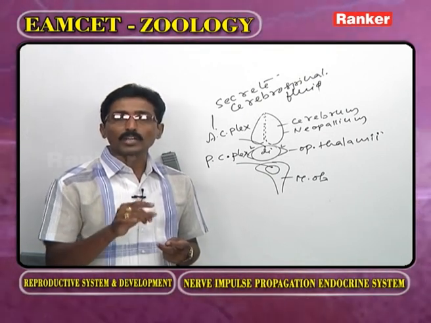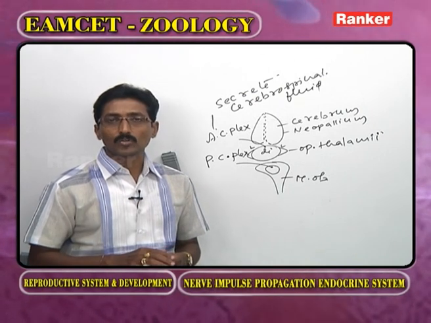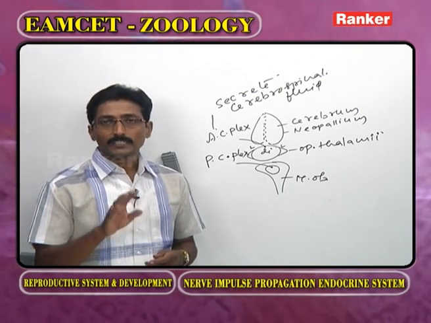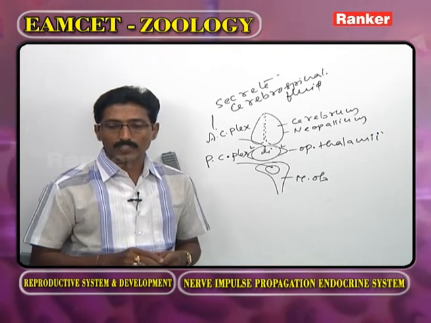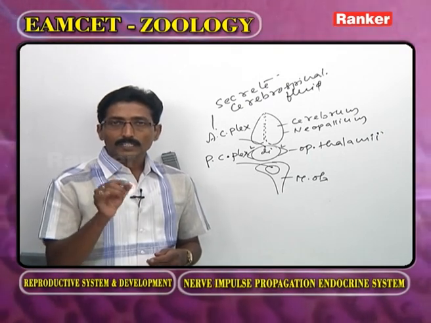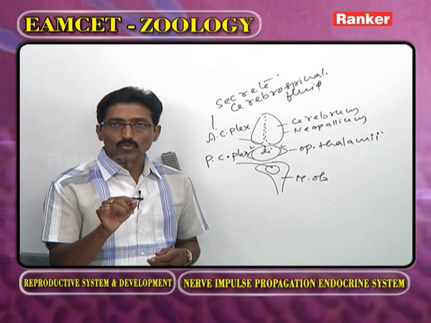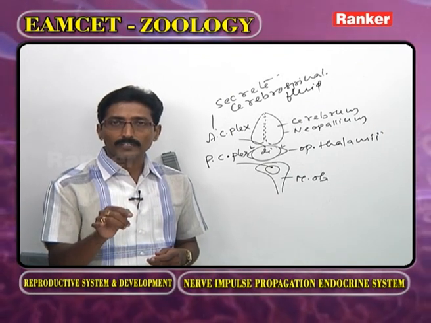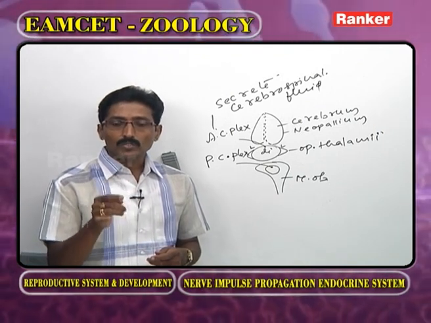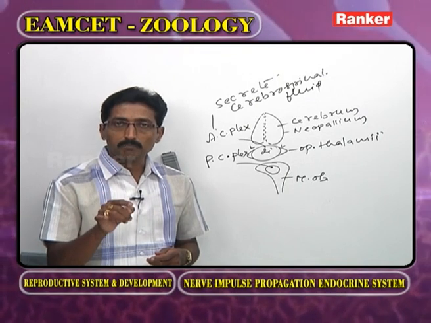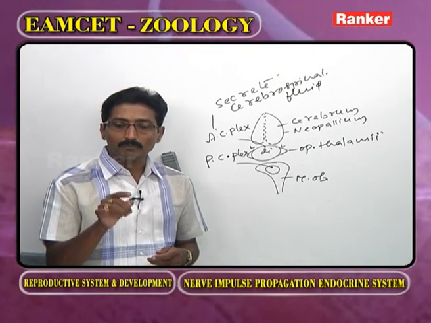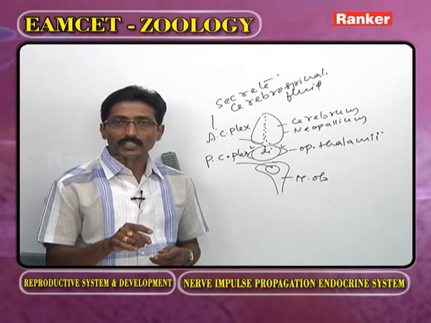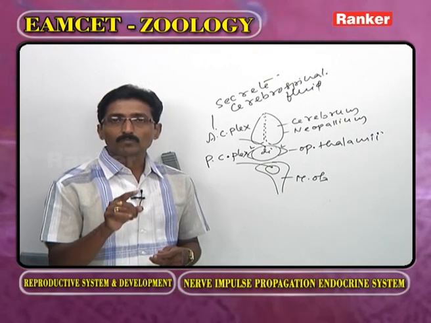Third, trochlear. What is the other name of trochlear? Pathetic. That is the 4th pair of cranial nerves. The 4th pair supplies the superior oblique eyeball muscles. Depending upon the function, the 4th one is motor.